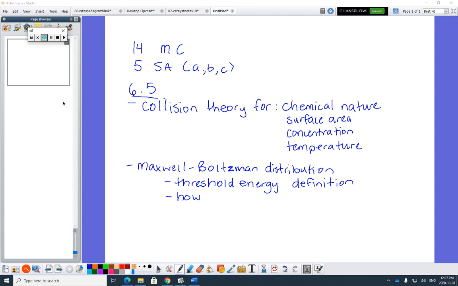How temperature changes Maxwell-Boltzmann? And I think on the practice test, there was a question about it as well. So in the rates worksheet, the sheet you got today was changing the Maxwell-Boltzmann distribution with a catalyst, but then the temperature one was 6.5, the very first note.